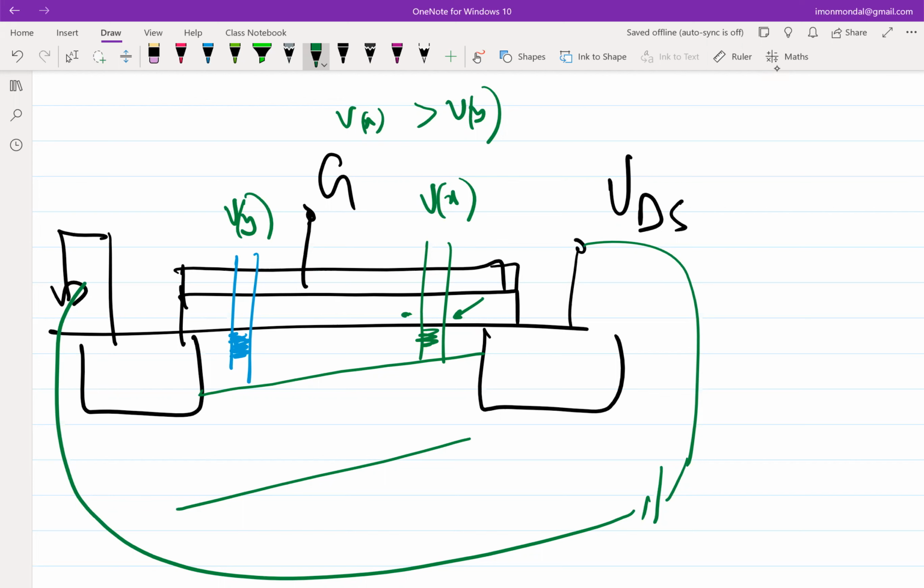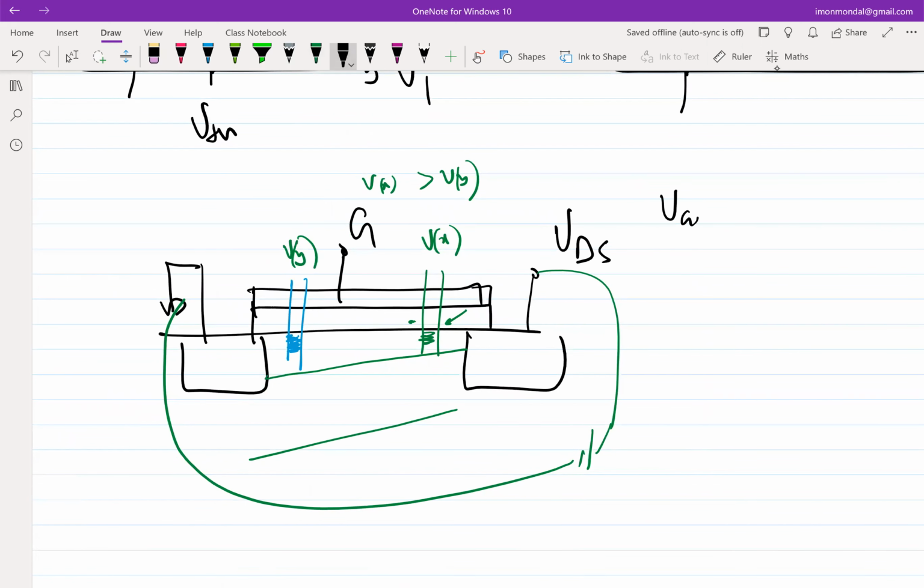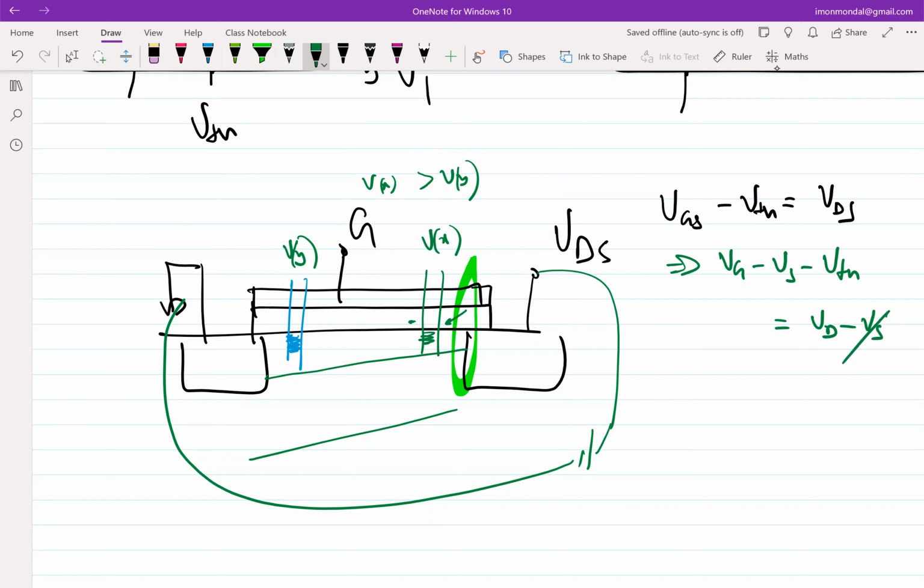So what happens when VGS minus VTH becomes VDS? What happens at this junction? Note, I'm now concentrating on what is happening right at x equal to 0. I can as well say VG minus VS minus the threshold voltage is equal to VD minus VS. This means that VGD is equal to the threshold voltage.